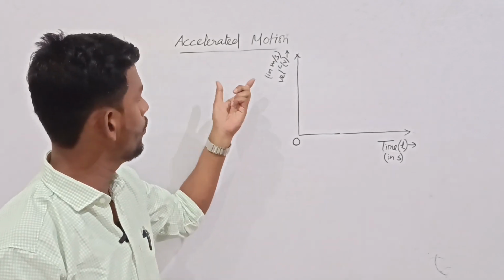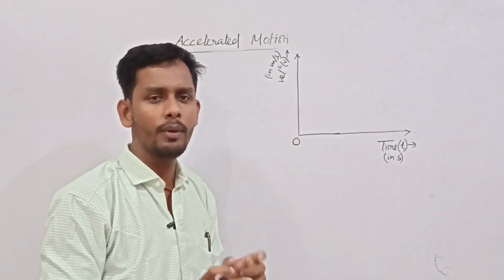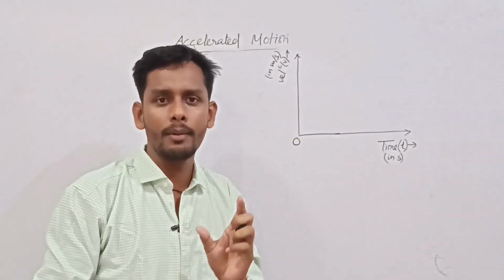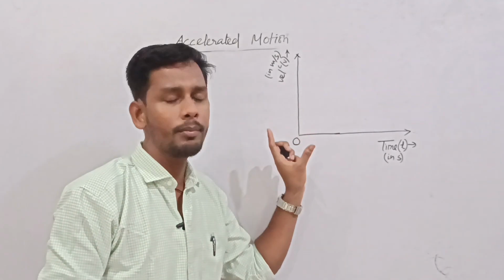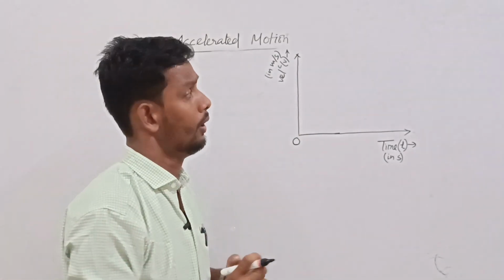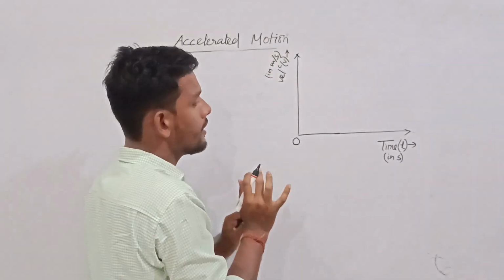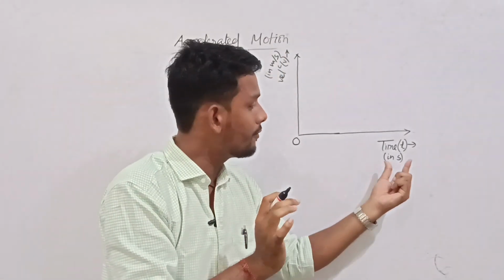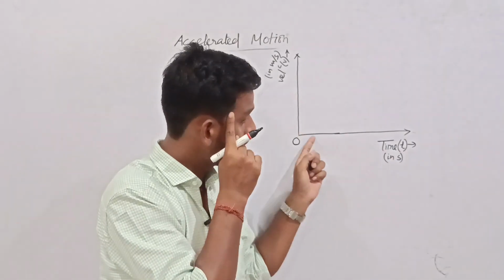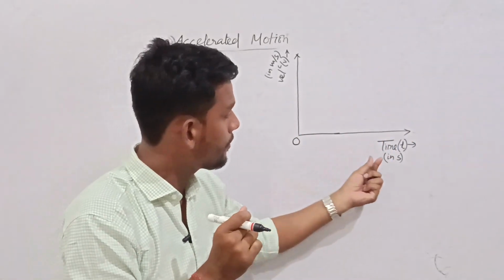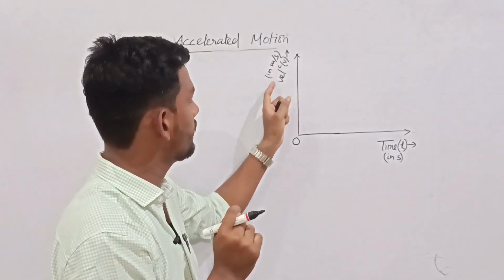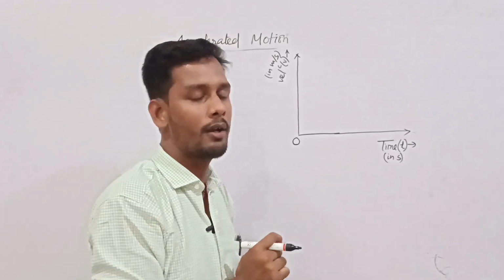So we can discuss the accelerated motion. You will understand better by using a graph. So first, for finding acceleration, we have to draw the graph between time and velocity. Time versus velocity. The x-axis, the horizontal axis, represents time, and the vertical axis represents velocity.